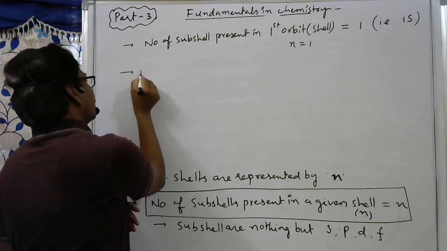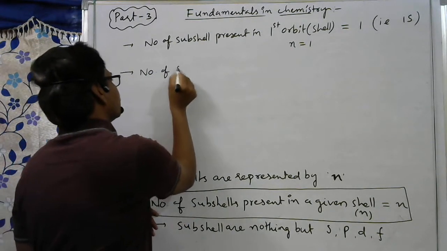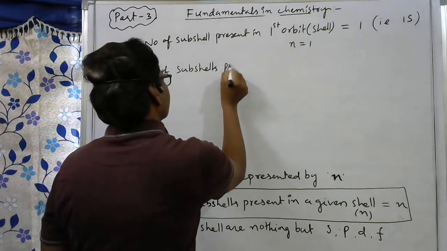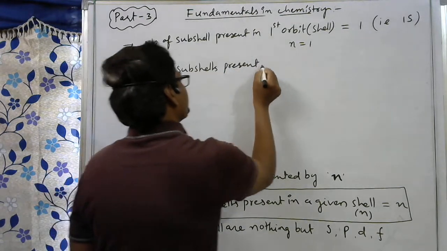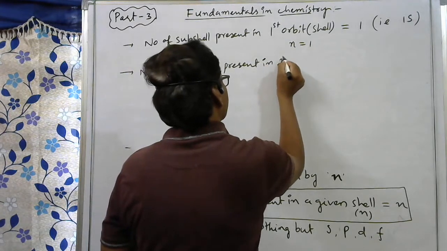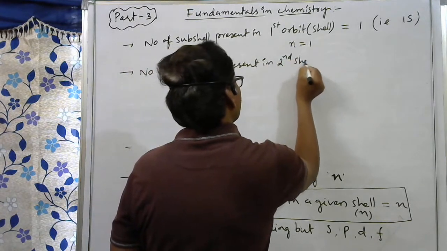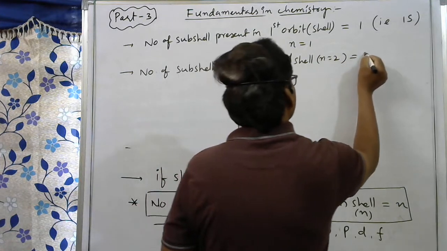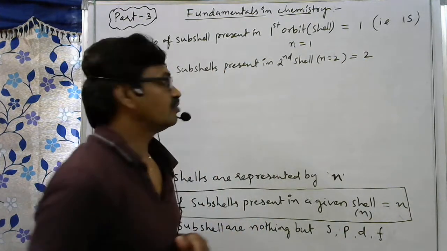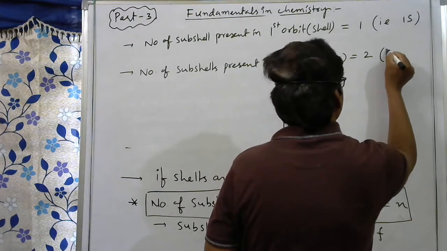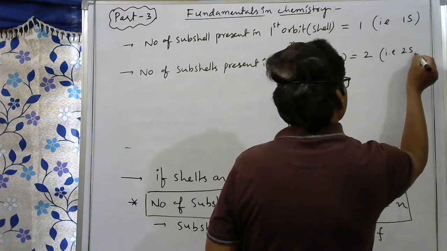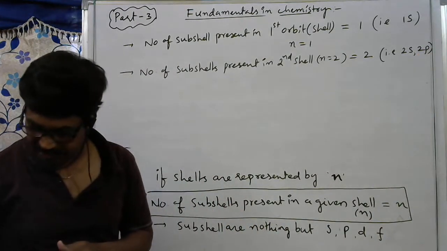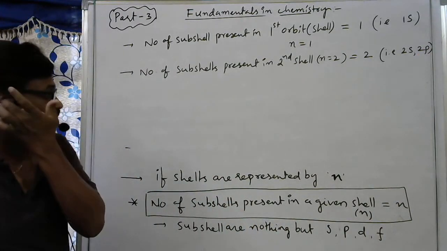Similarly, number of subshells present in second orbit. Here I am writing second shell means n equal to 2. n equal to 2 means here two subshells are present. What are those two subshells? They are 2s and 2p.